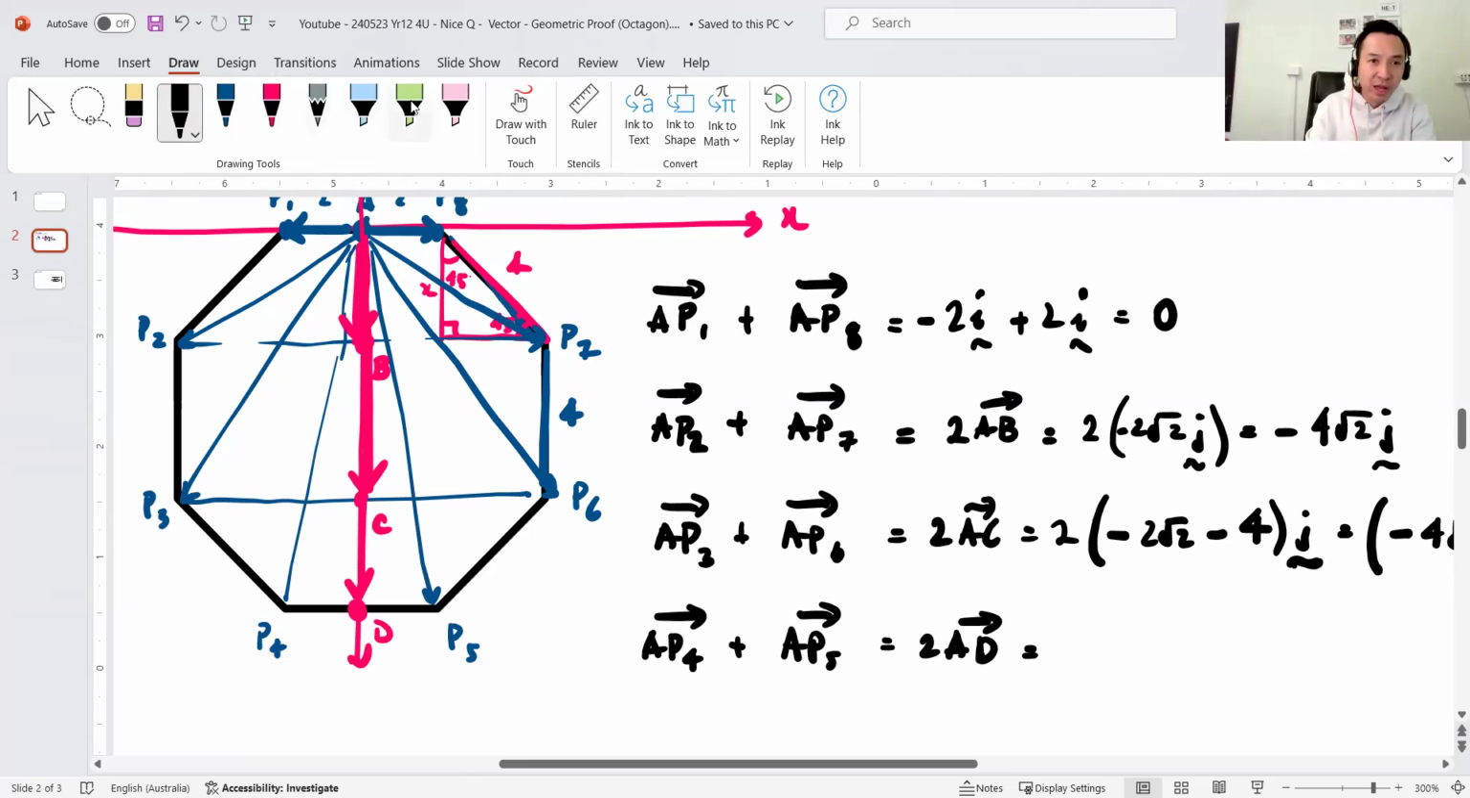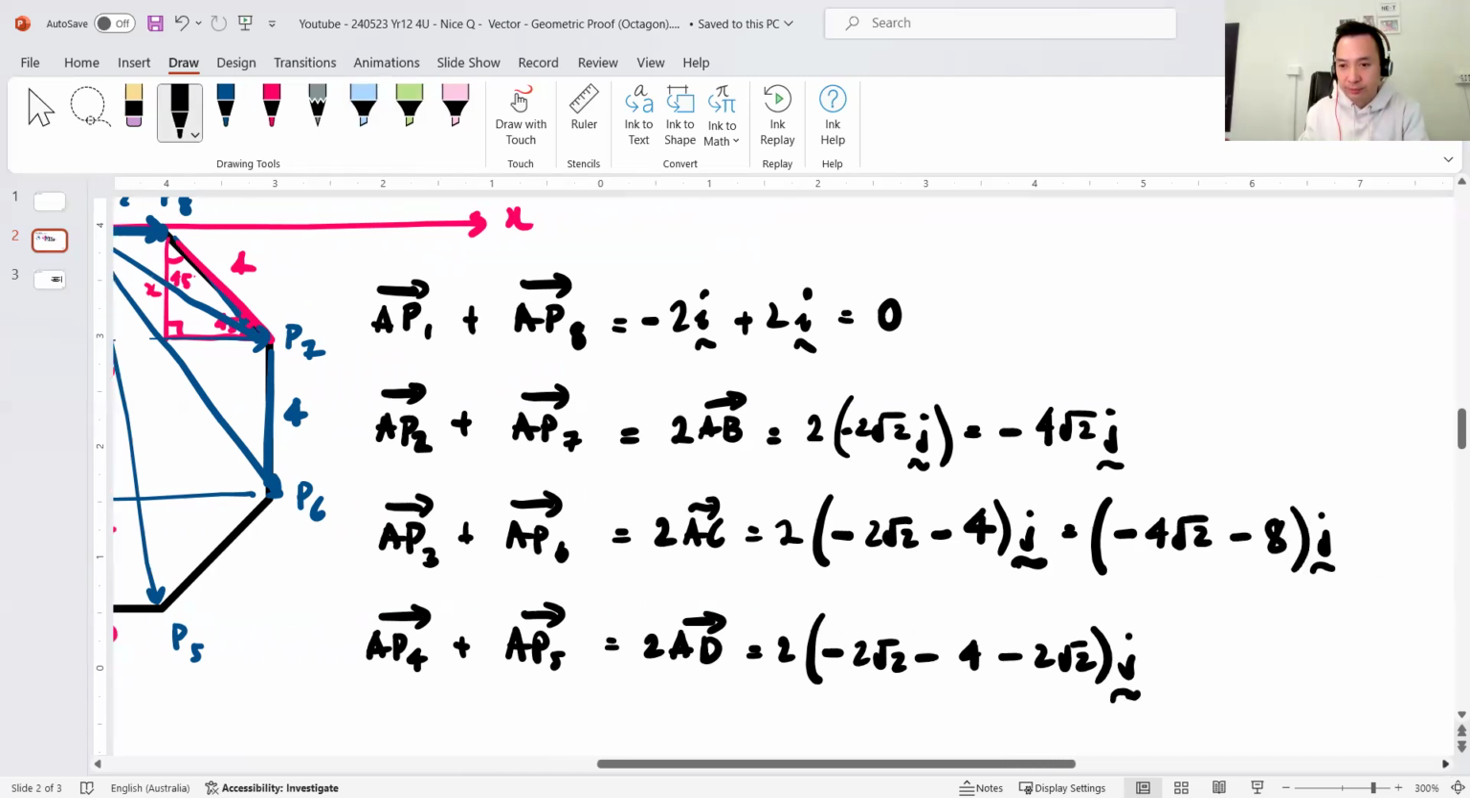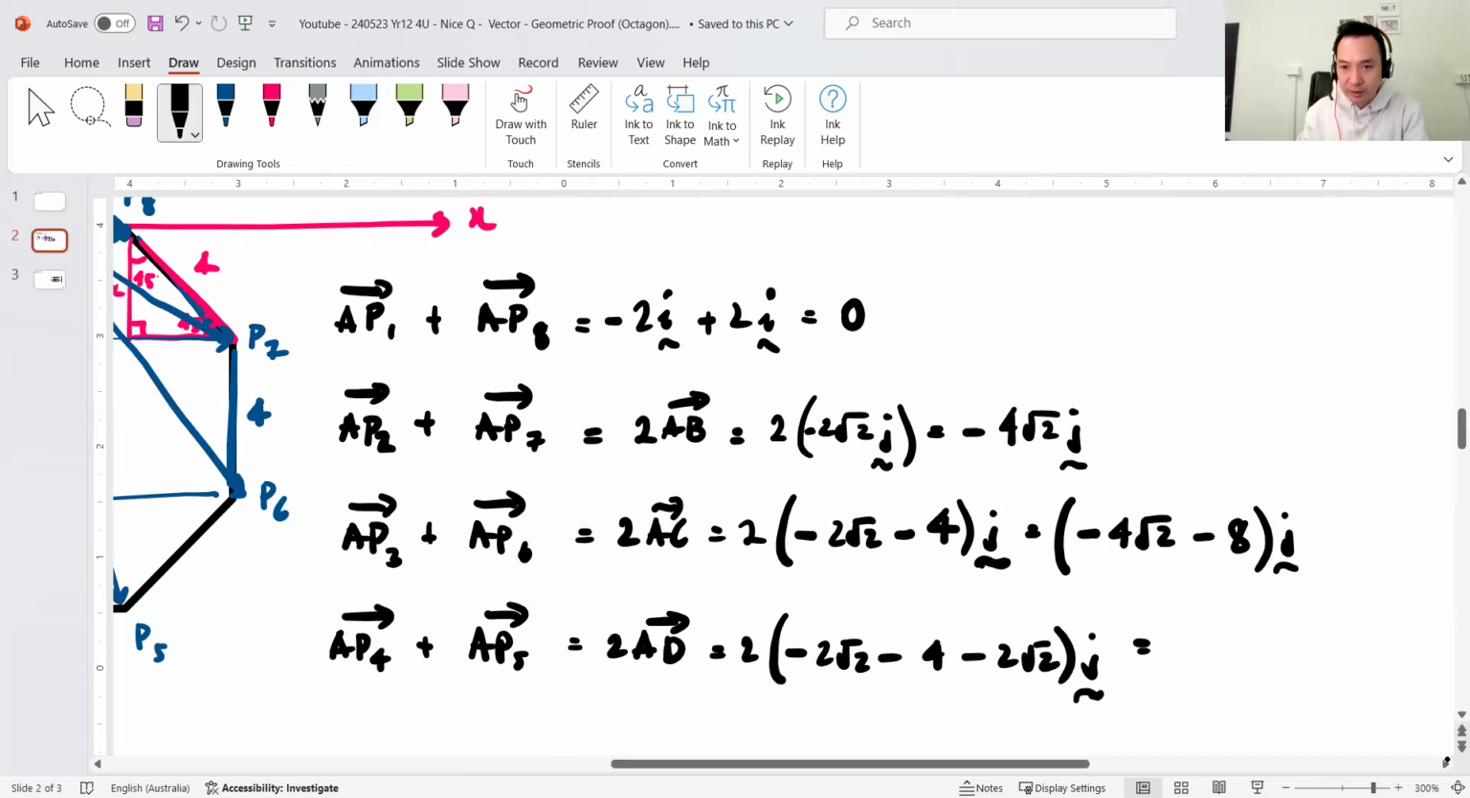And guys, we know that if I was to add, this is 2 root 2, this is 4, whoops, this is 4, and this is 2 root 2 as well, right? Because it's the same sort of height, because it's a regular octagon. So then I know it's going to be 2 times minus 2 root 2 minus 4 minus another 2 root 2 j, right? Yeah. And cleaning that right up, let's see what we get. So we'll get negative 2 root 2, that's minus 4, so minus 8 root 2. And then minus another 8 j.